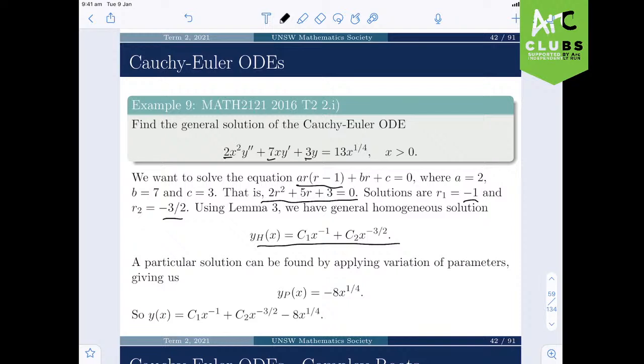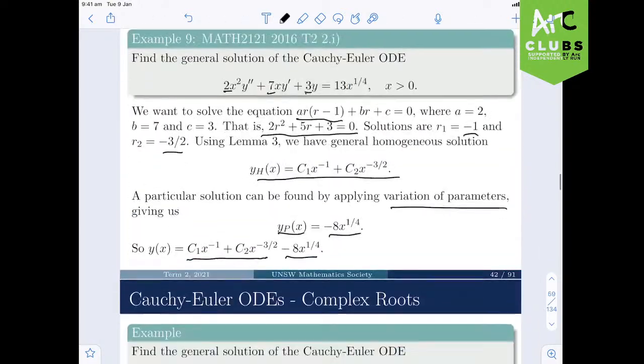Now, as I said, we can find the particular solution by using variation of parameters. And trust me, it gives us minus 8x to the 1 quarter. And so we have that the solution is y of x equals the general homogeneous solution plus the particular solution we found.